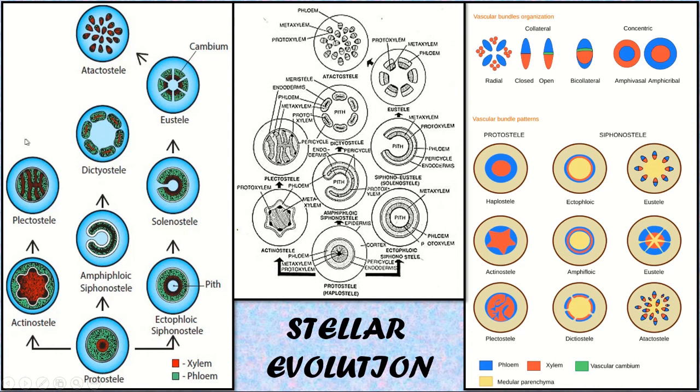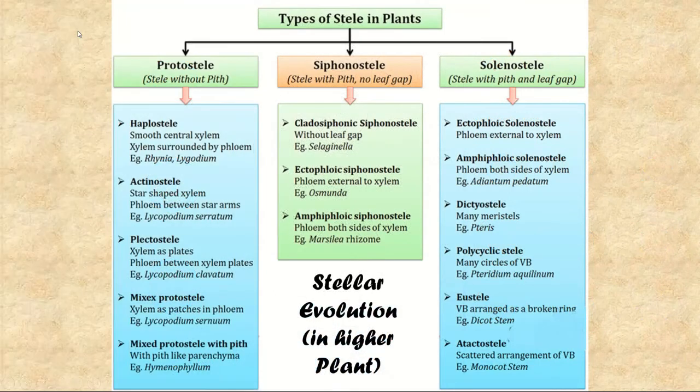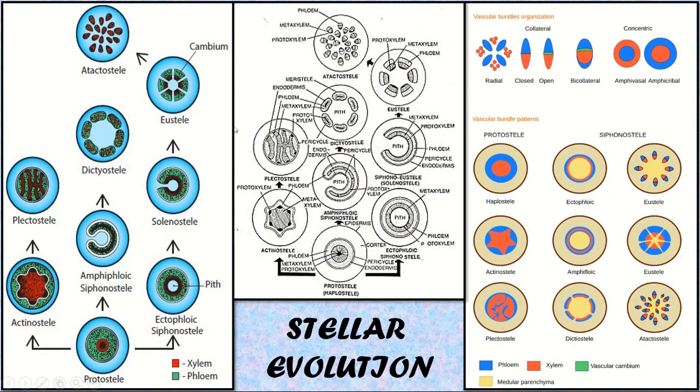Now this plectostele evolved into the actinostele, and this solenostele evolved into the ectophloic siphonostele. And then vice versa, dictyostele, eustele and atactostele evolved, right? So this is a basic labelled diagram, right? And this type of stelar evolution is seen in many pteridophytes, right?